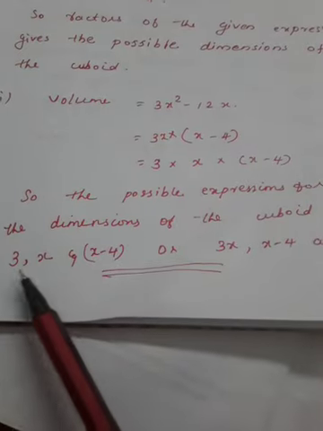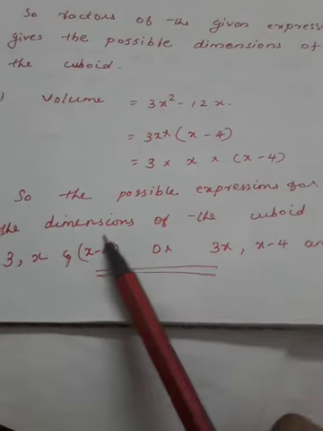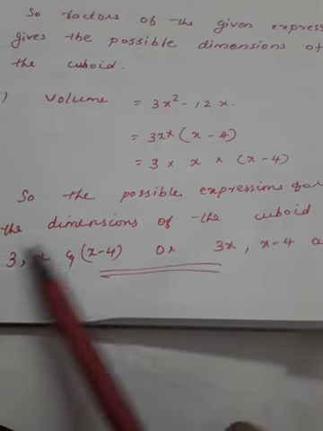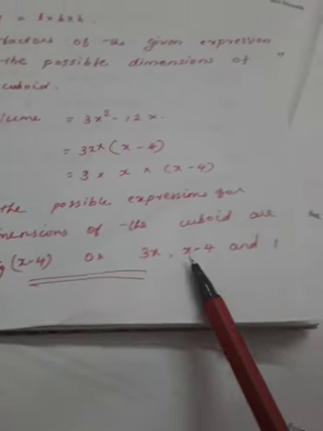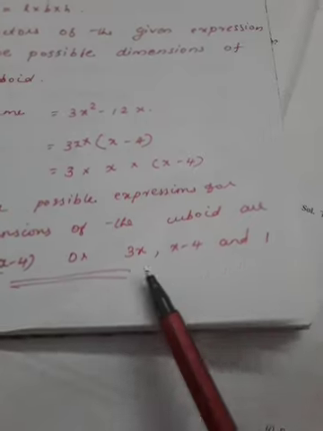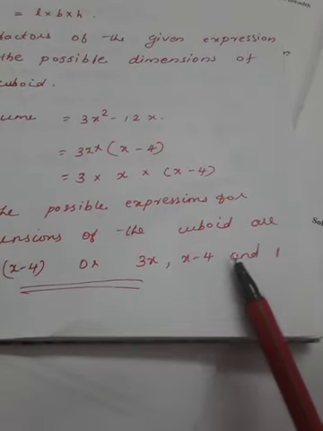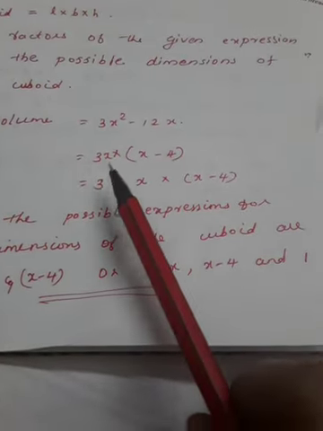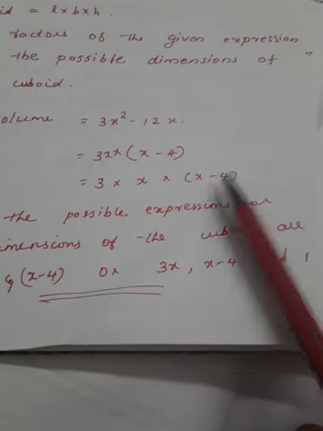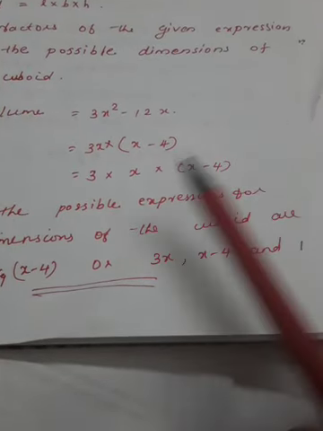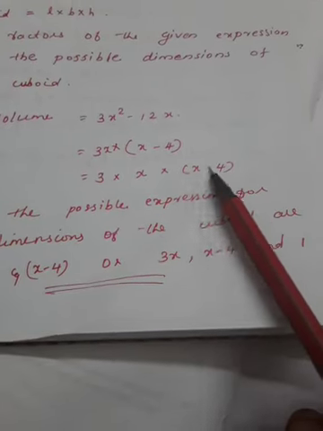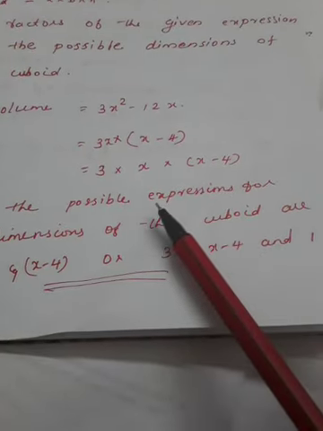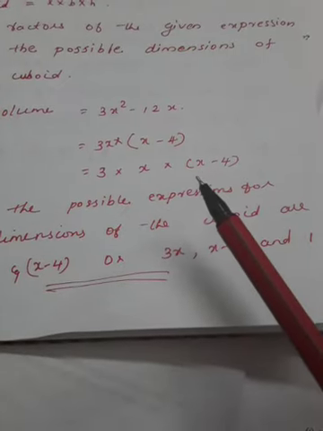These three dimensions can be taken as L, B, H, or B, H, L, or H, L, B, in any order. Or another option is 3x, x minus 4 and 1. 1 is a factor of all numbers. Otherwise 3, x and x minus 4. So these are the possible expressions for the dimensions of the cuboid.